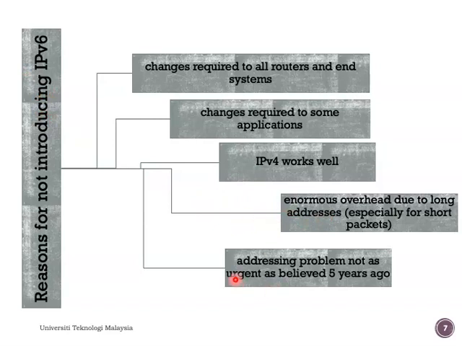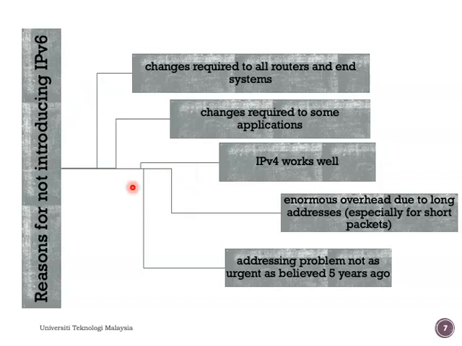Also, people think that the addressing problem is not as urgent as believed 5 years ago, because people keep on proposing solutions to solve the IPv4 address space problem. Because of that, they don't think there is a need to use IPv6. Previously it was predicted that all hosts in the world would be using IPv6 in 2010, but it's not happening yet. 10 years after 2010, it's still not happening that all systems are using IPv6.